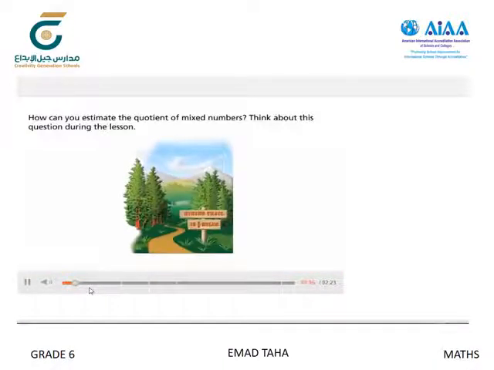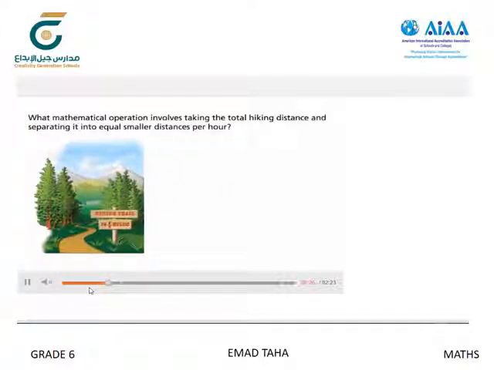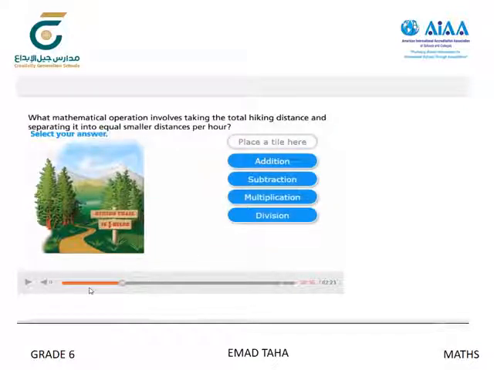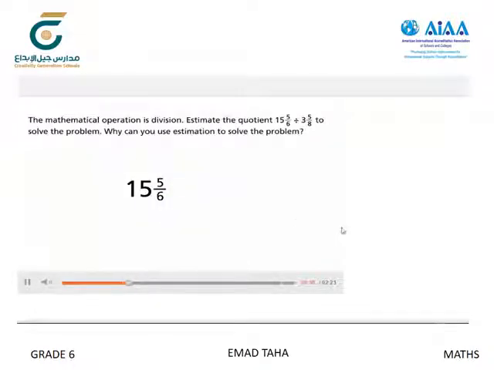How can you estimate the quotient of mixed numbers? Think about this question during the lesson. Lillian and her friends can hike an average of 3 5/8 miles per hour. About how many hours will it take them to hike the trail? What mathematical operation involves taking the total hiking distance and separating it into equal smaller distances per hour? Select your answer. We can use divide. The mathematical operation is division.